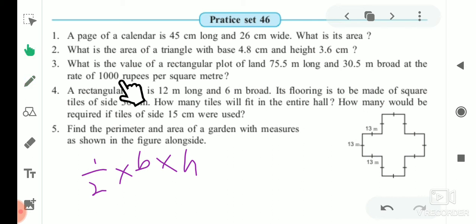Third question, what is the value of a rectangular plot of land 75.5 meter long and 30.5 meter broad at the rate of 1000 rupees per square meter?